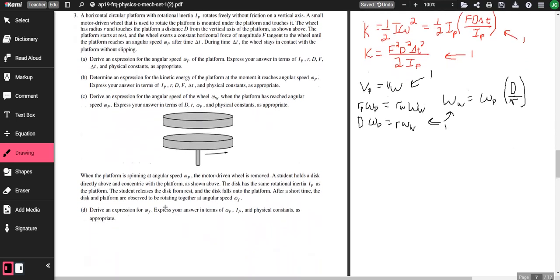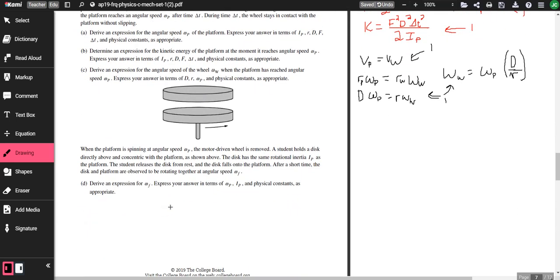All right, let's move down to part D. This one's actually another really standard question. We had the platform spinning, and then we drop another platform on top, and we want to know what their new speed is. This is essentially conservation of momentum, or in this case, angular momentum. So I'm going to say the angular momentum of the two are equal.